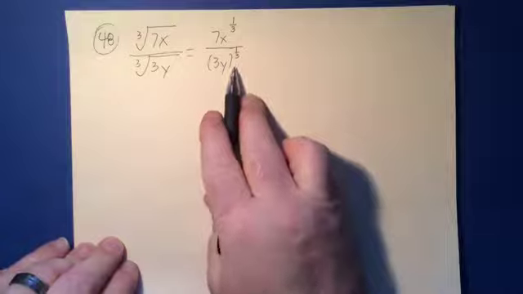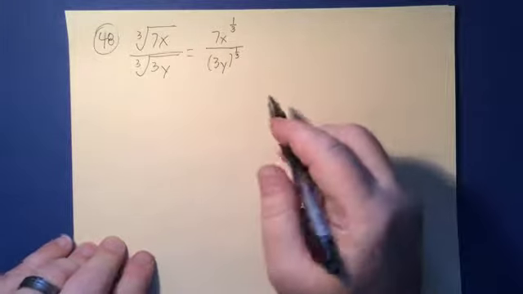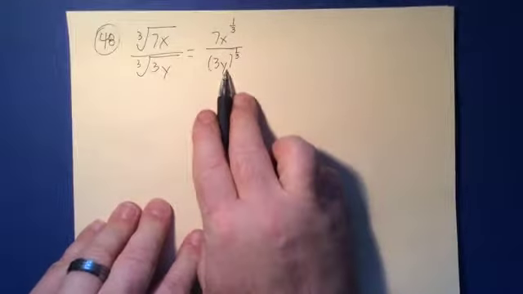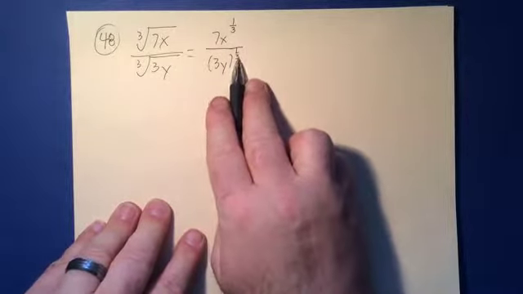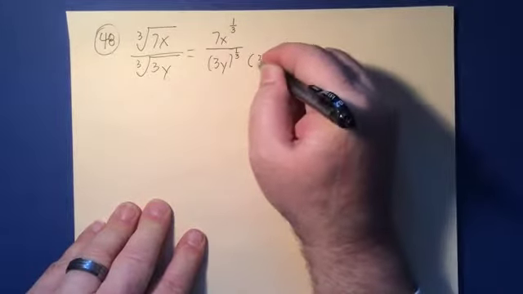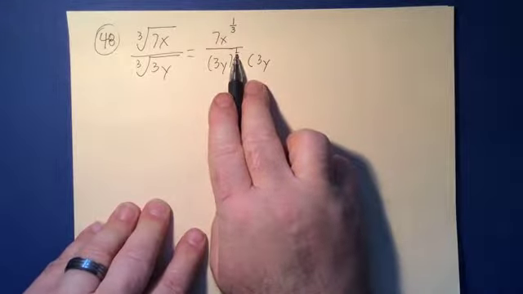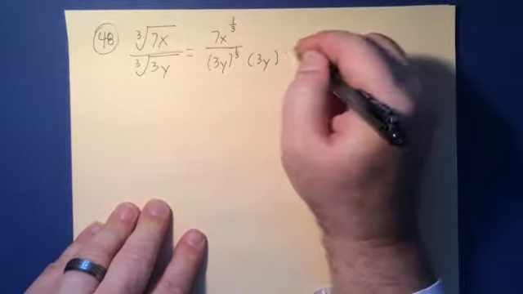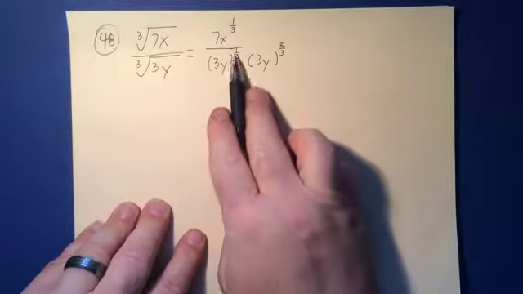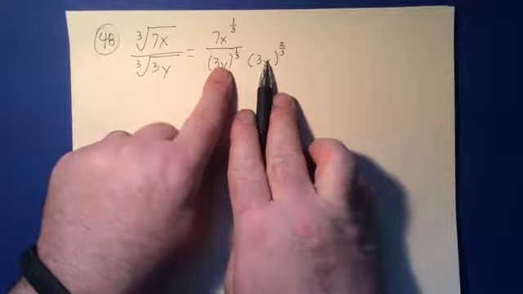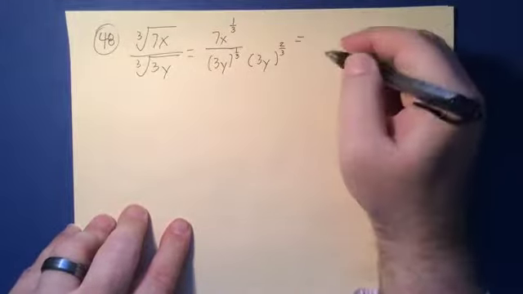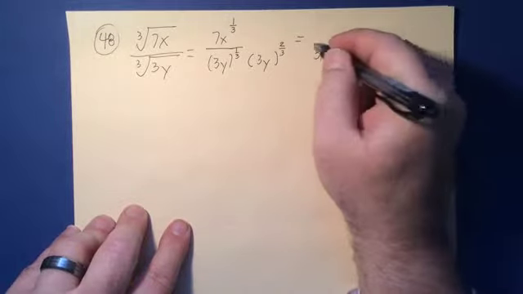So here's where this begins to get a little confusing. Because what I'm going to do now is I need to get rid of the root. I need to make this an exponent of 1. So I'm going to multiply at the bottom by 3y, not to the 1/3. That would only give me 2/3. But I'm going to multiply by 3y to the 2 over 3. Because when I multiply these together, 1/3 plus 2/3 is going to equal 1. So on the bottom, that's going to give me just 3y.